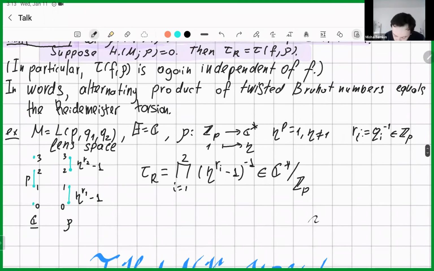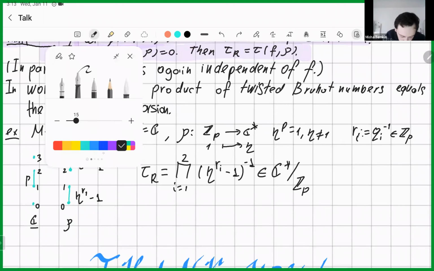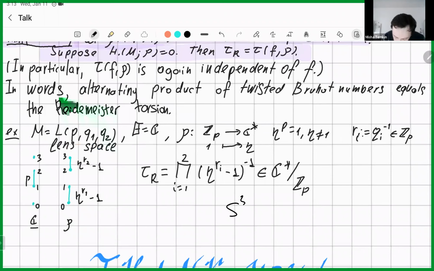So let me just give you the definition. It is S3, which is in C2, and I quotient out by the equivalence (z1, z2) equivalent to (z1 times eta to the power q1, z2 times eta to the power q2), where eta is this thing.